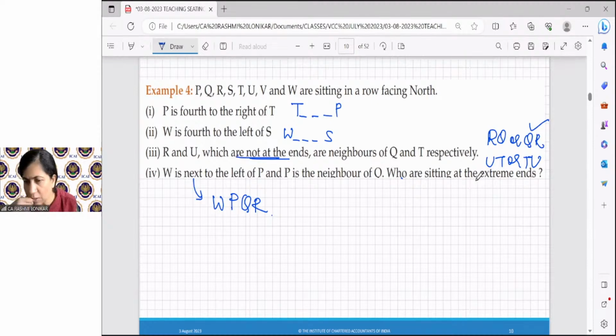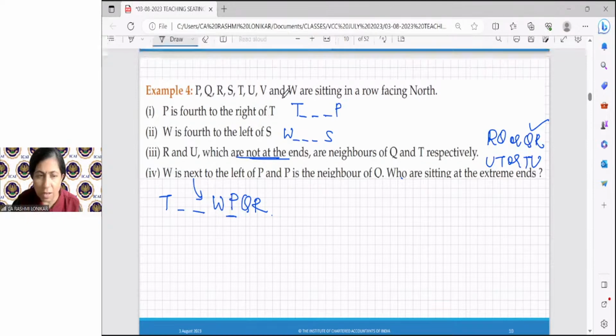Then UT or TU. What are they saying? P is 4 to the right of T. Between P and T, how many people are there? 1, 2, 3. Now this I already have. 1, 2, 3, T. This is from point 1. I have written all 4 points and then I go back to the earlier points. So what are T and P? T dash dash W P Q R. 1, 2, 3, 4, 5, 6, 7. And how many people are there? 1, 2, 3, 4, 5, 6, 7, 8. Okay, so there are 8 people.